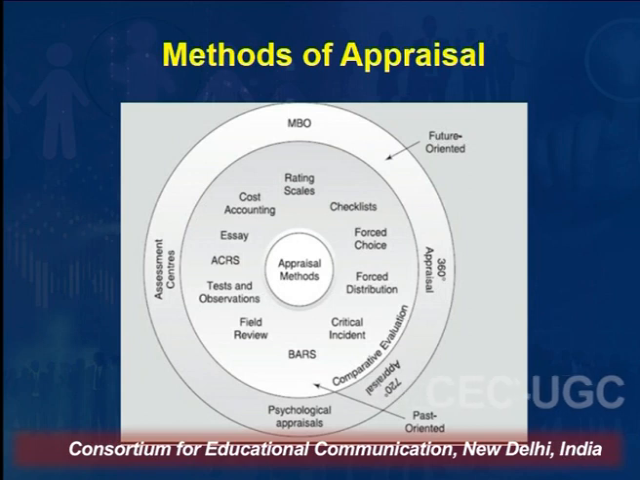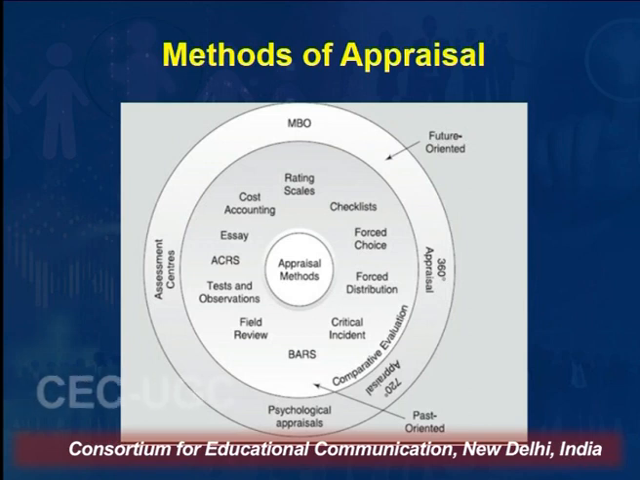Now comes the next aspect of performance appraisal, and this is the most crucial aspect of performance appraisal, that is, what methods of appraisal do we have, what are the various methods of appraisal. You can clearly see in this slide that there are 2 types of methods. One is the future oriented methods and the second is the past oriented methods. We are going to learn all these aspects.